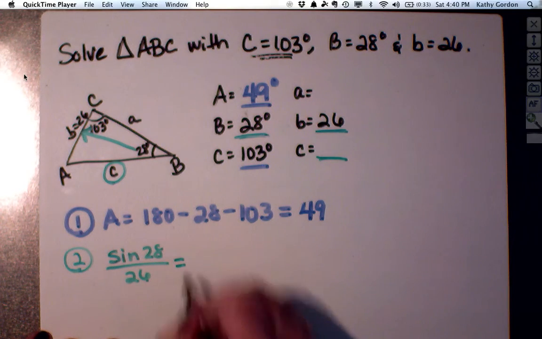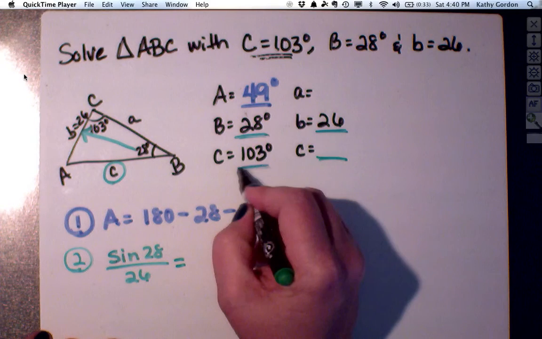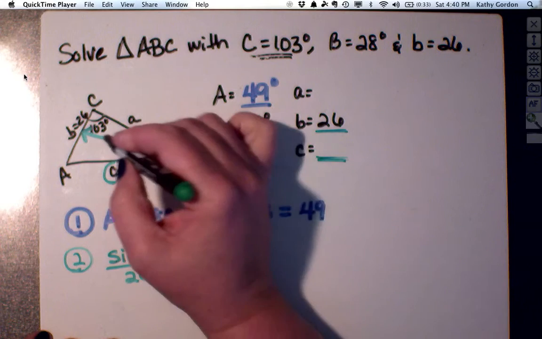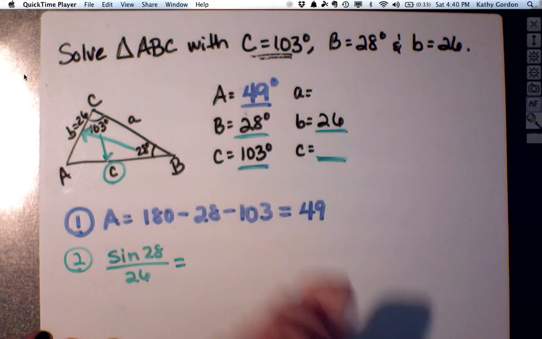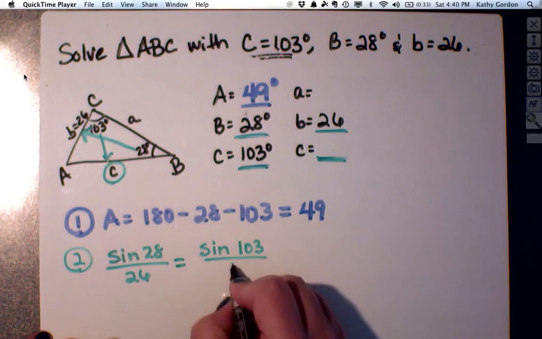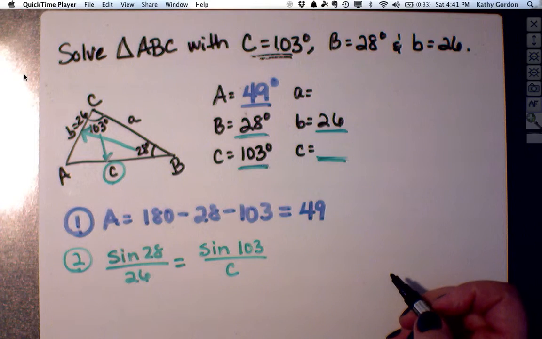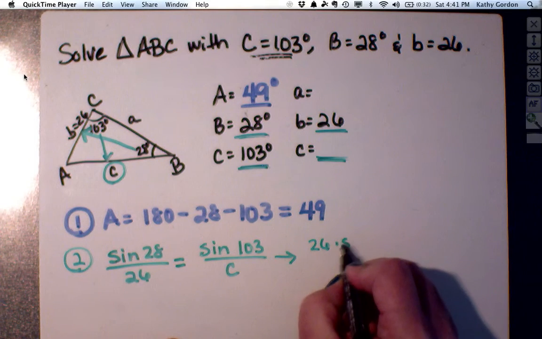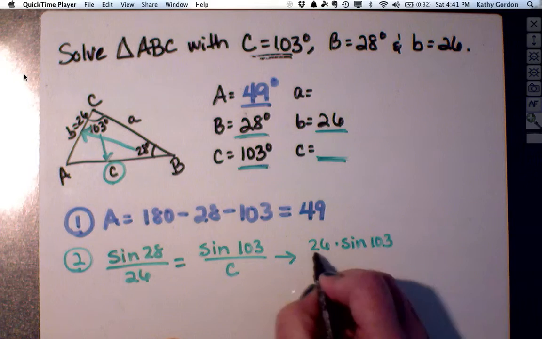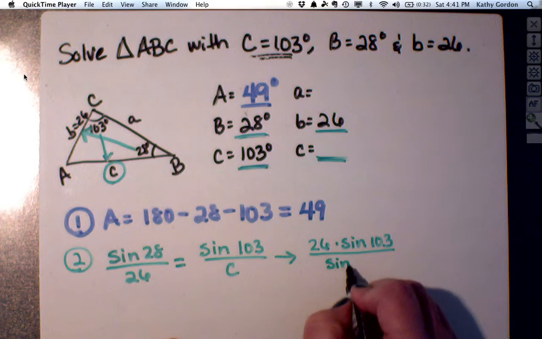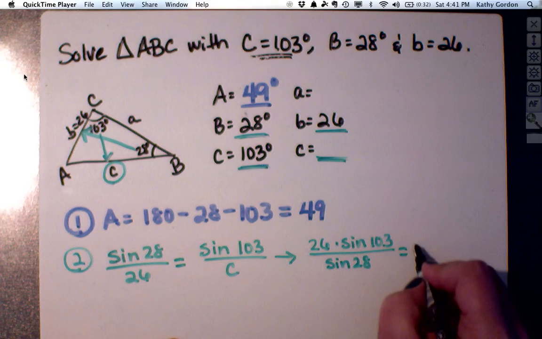And then we can set up a second ratio using this angle in order to find this side. So our 103 here is opposite side C here, and so our second ratio is going to be the sine of 103 over our C value. And now we can solve for C. We should be able to take 26 times the sine of 103, right? Cross multiplying here with our proportion. Divide that by the sine of 28, and that will get us our C value.